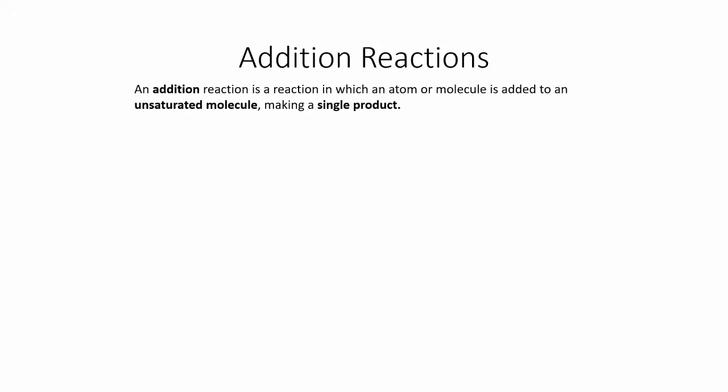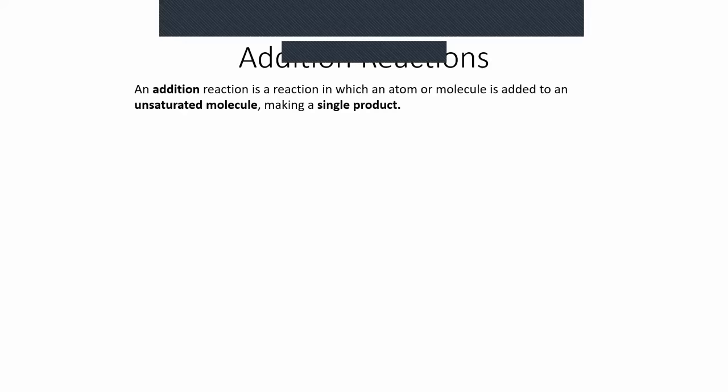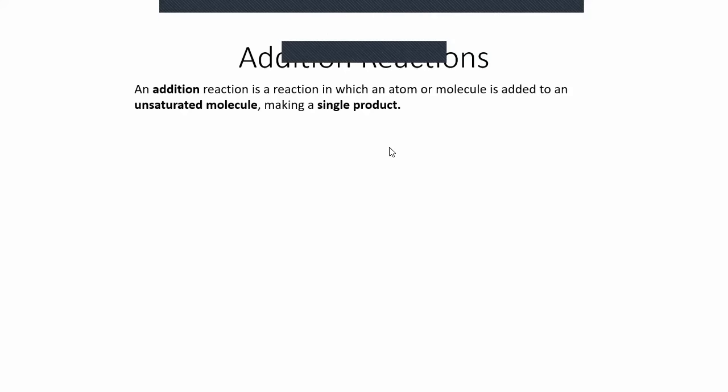Addition reactions only happen when your particular organic compound is unsaturated. So you only add on unsaturated organic compounds. In addition, the double bond or the triple bond is broken. Then you add into it. If you look at the definition that you're seeing there, it says an addition reaction is a reaction in which an atom or molecule is added to an unsaturated molecule, making a single product. Let me try and illustrate this.